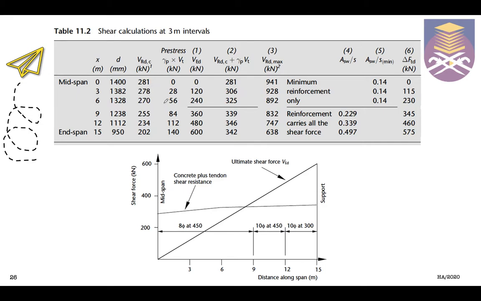Different locations will have different VRDC values. Then we can calculate the pre-stress values and also the VRD max, and we can determine the ASW and also AS minimum. So you can see here that different locations will have different shear reinforcements to be provided. Not to worry, this is when we talk about the practical calculation that is done in the exact design.